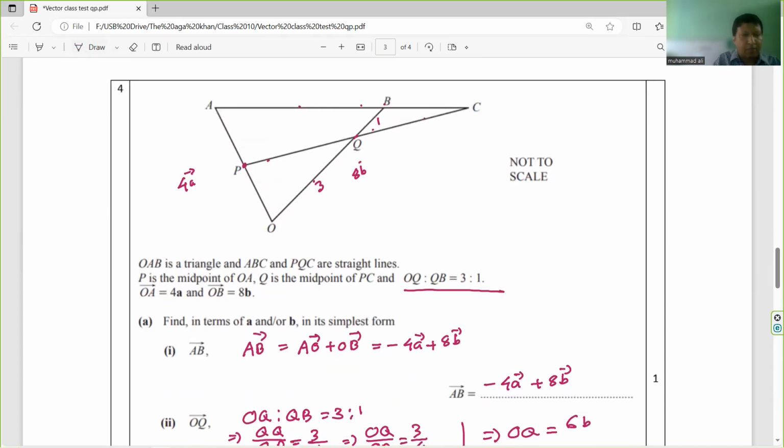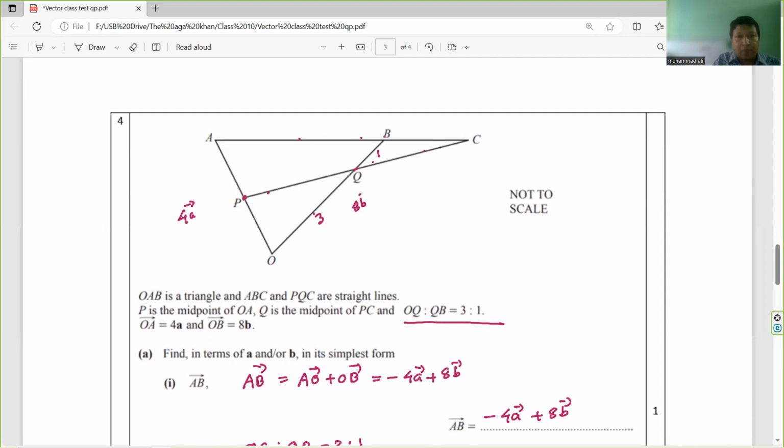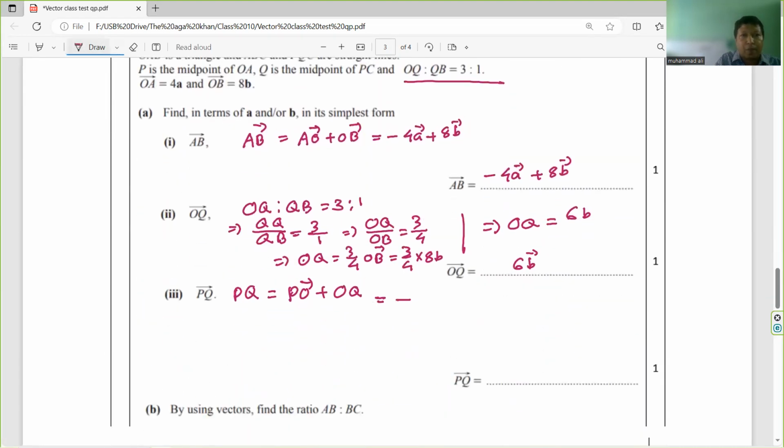Okay. The last one, the PQ. If we want to find out the PQ, what do we do? PQ, we can write PO plus OQ. So PO is the half of AO, since P is the midpoint of OA. Then PO equals half of AO. OA equals 4A, AO means negative 4A, that means minus 4A, and OQ equals 6B. After cancel, we'll get minus 2A vector plus 6B vector. So finally, we get minus 2A vector plus 6B vector.